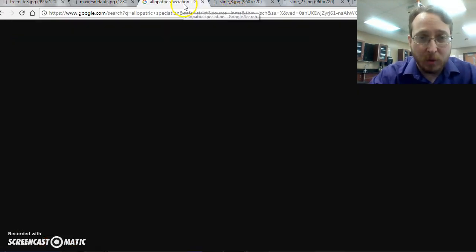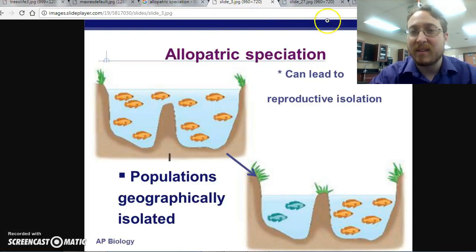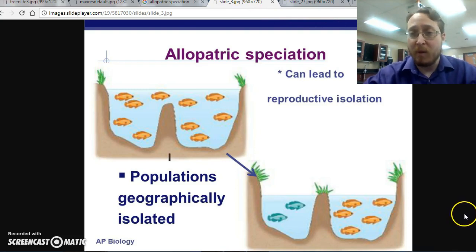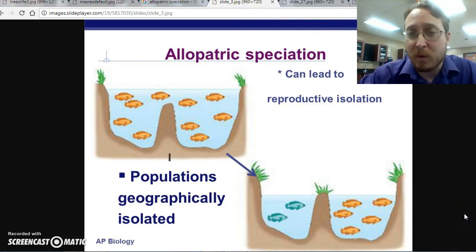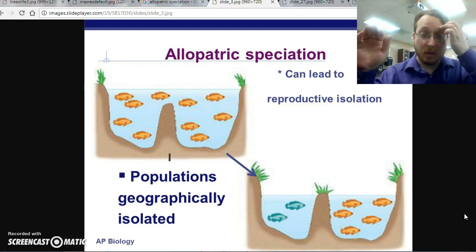First is allopatric speciation, which is the most common scenario that leads to speciation. Allopatric, meaning other homeland, is when a population is divided by some kind of geographical barrier, and those two separated populations then evolve to become different species.